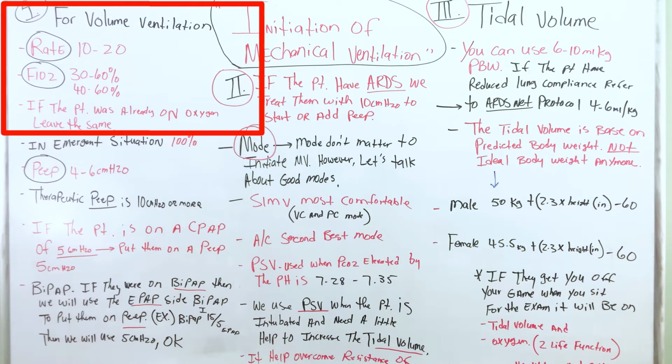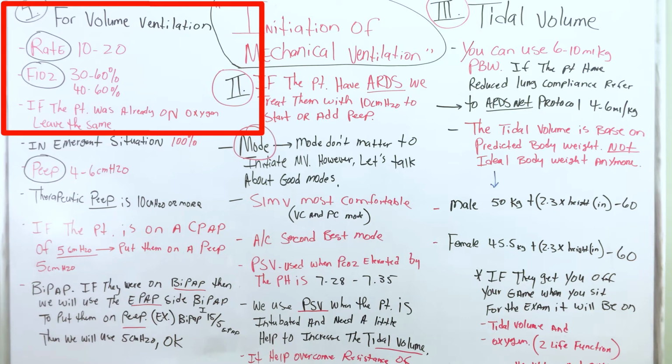So to set up the ventilator for volume ventilation, you want to use a rate of 10 to 20 breaths per minute. The FiO2: some books say 30% to 60%, some say 40 to 60%, but it's okay. Whichever you use, oxygen is a drug and we want to use the least amount we possibly can, but we want to give the patient what they need. So set your FiO2 at 30 to 60% or 40 to 60% to start out with.